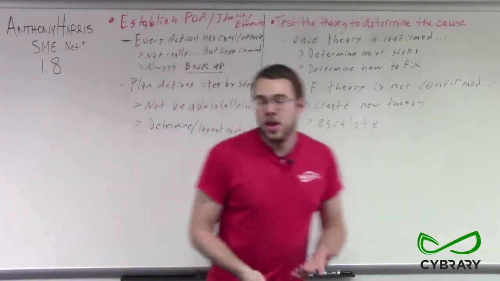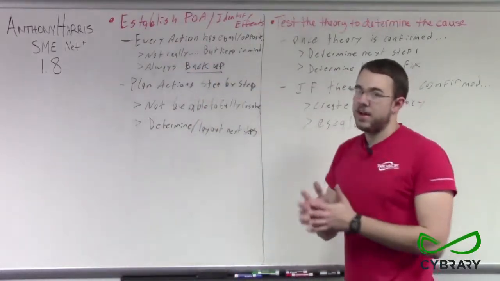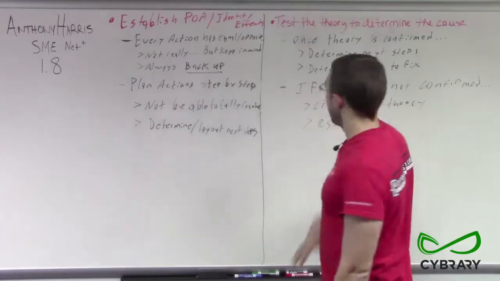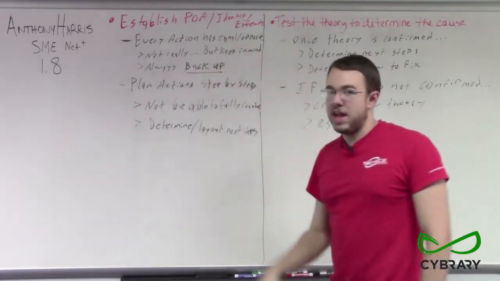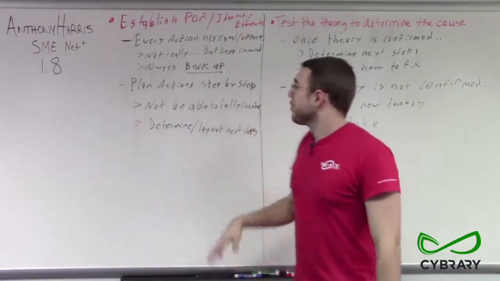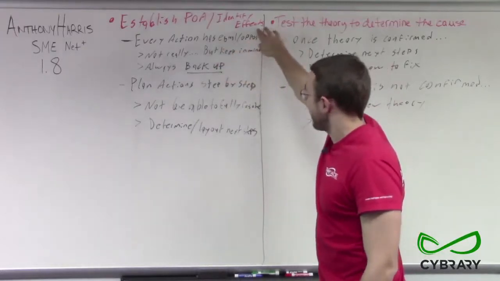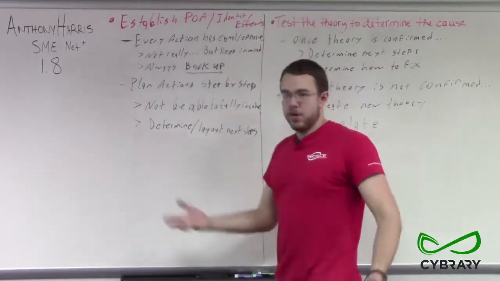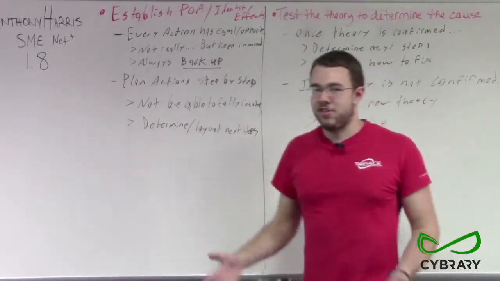So if our theory is not confirmed, we can either create a new theory or we could try and escalate this issue. So then we have establishing a plan of action and identifying effects. After we have tested our theory and we've determined the cause, then we want to establish a plan in order to fix the issue, in order to treat the illness. So we need to remember, however, we need to identify effects, and we need to remember our law, that every action has an equal and opposite reaction.